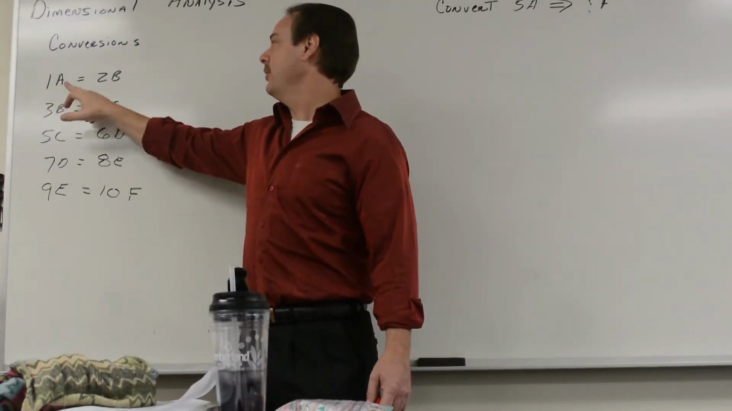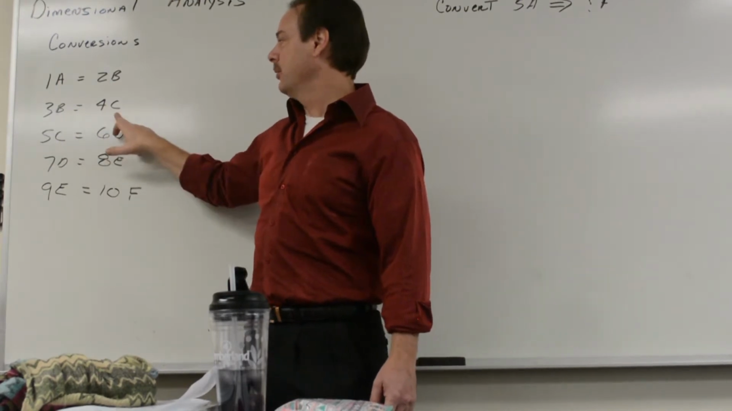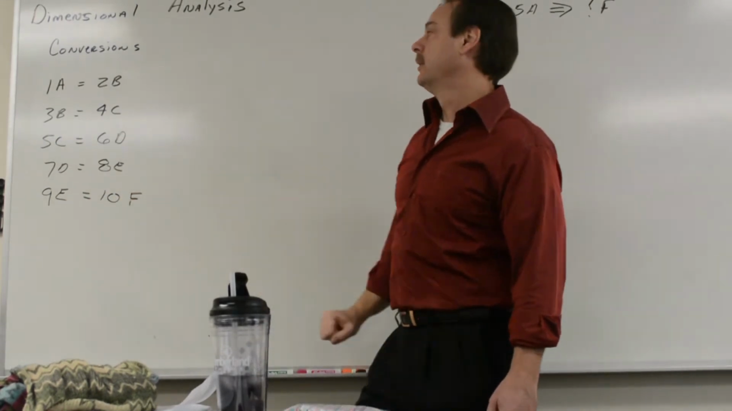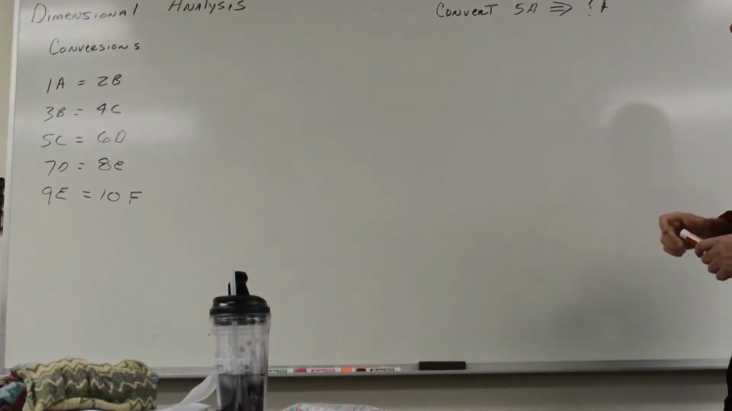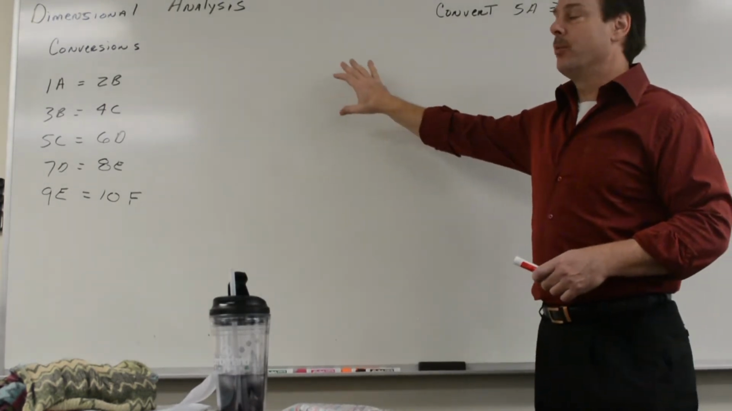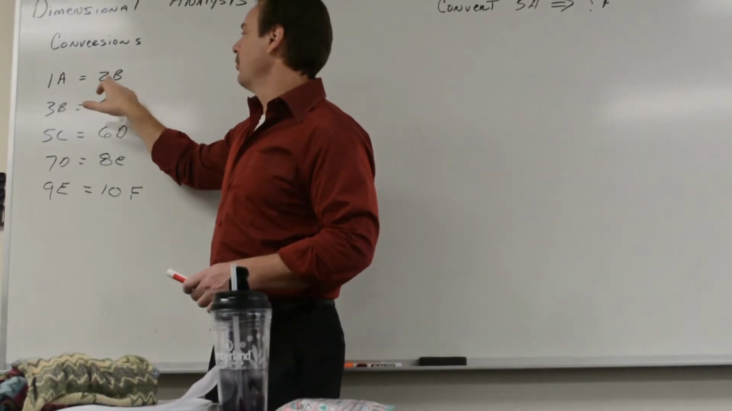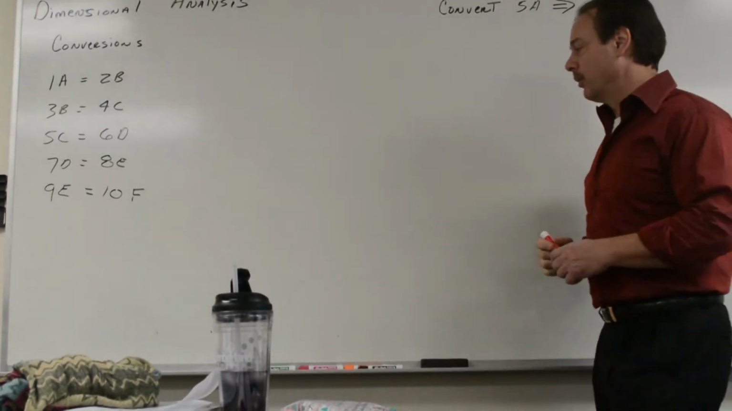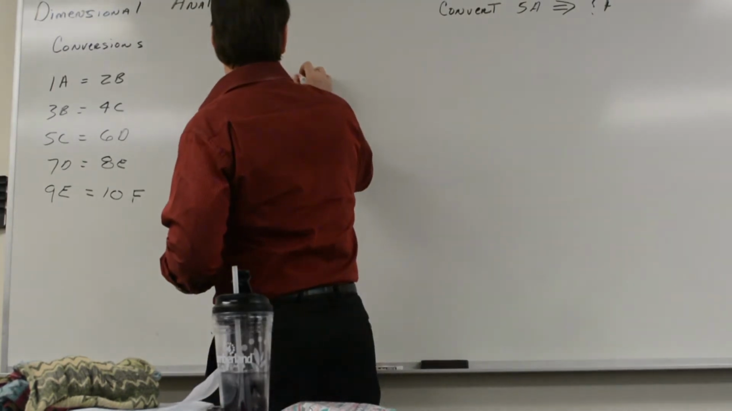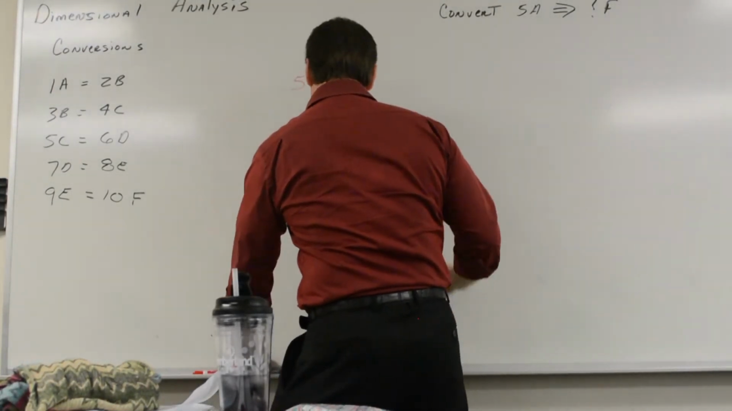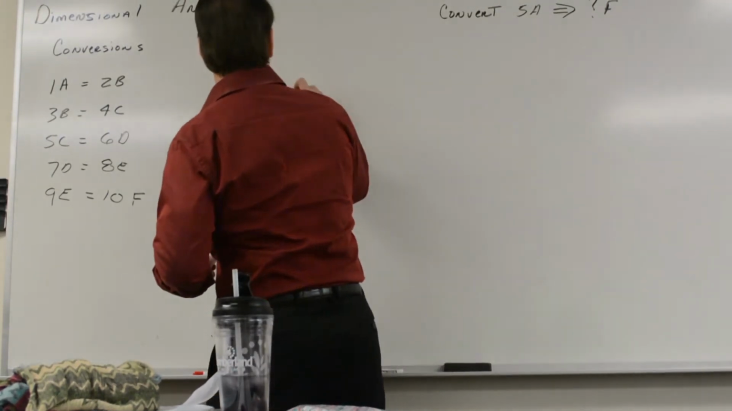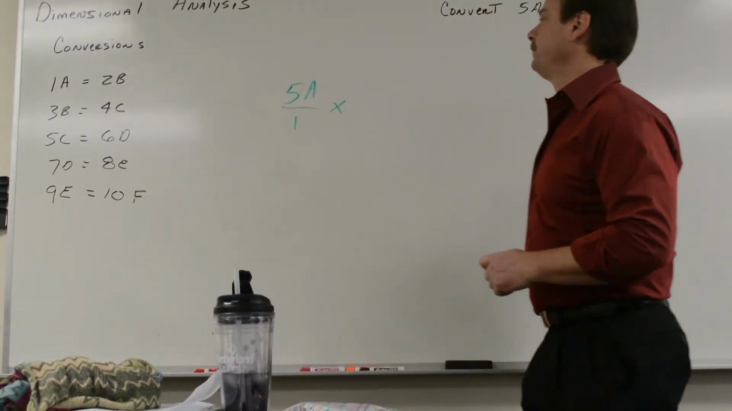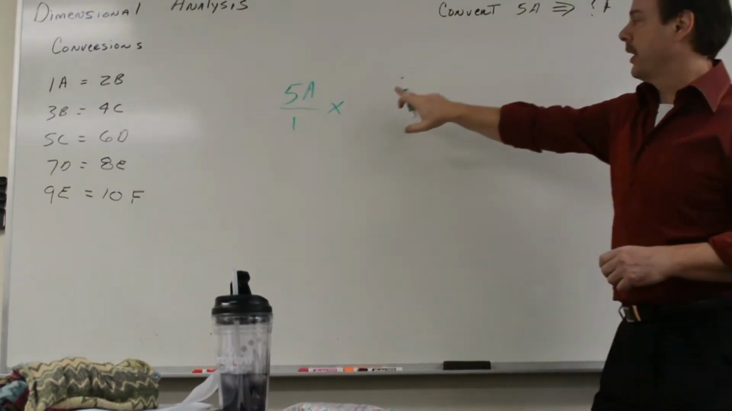So what we have to do is convert A units to B units to C units, then C units to D units, then E units to F units. So there's a path that we're going to go through there. We're going to make a series of ratios, and one ratio is going to cancel out the adjacent ratio's units. So since we're starting out with 5A units, that's the first thing we'll write down. So we'll start out with 5 A. We'll put that over 1.